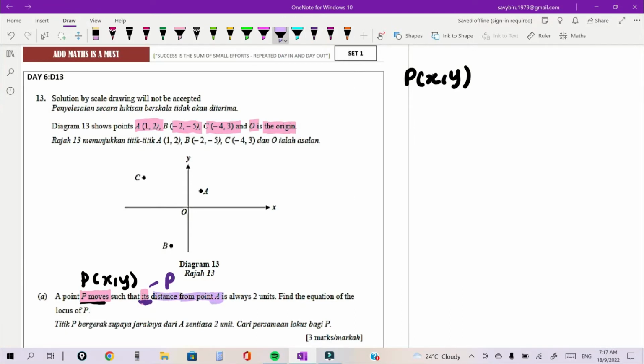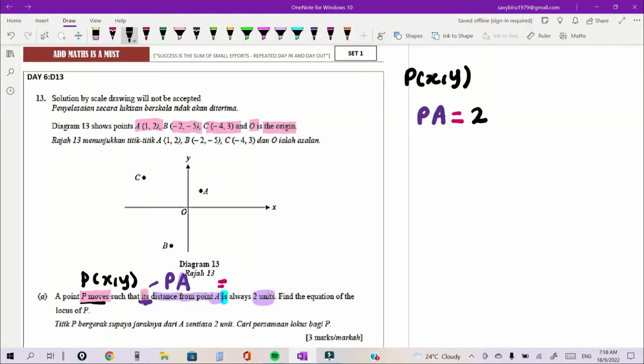Meaning that you have PA. You can represent it as PA, the distance from point P to point A. Once you have the word "is", always use an equal sign. Is always 2 units. Equals 2. So you get one equation. Right? So you get one mark already here.